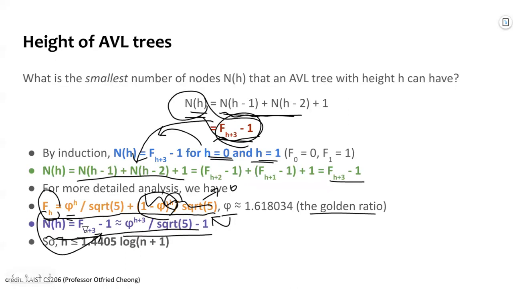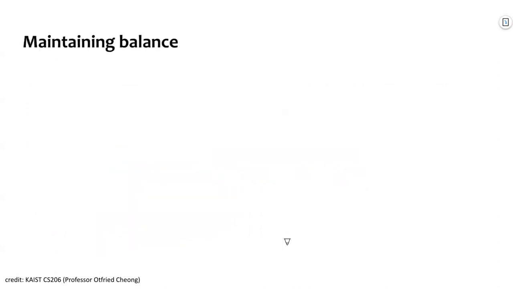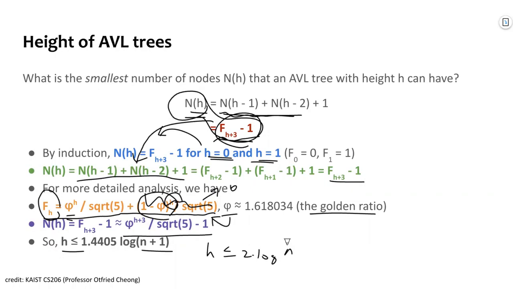So finally, we could say h is smaller than 1.4405 times log n plus 1. So this one is a tighter bound than h is smaller than 2 times log n, right? So up to this point, we calculated the time complexity of an AVL tree.